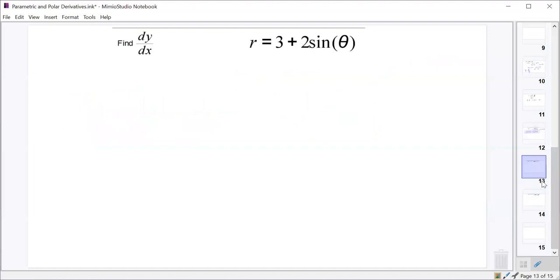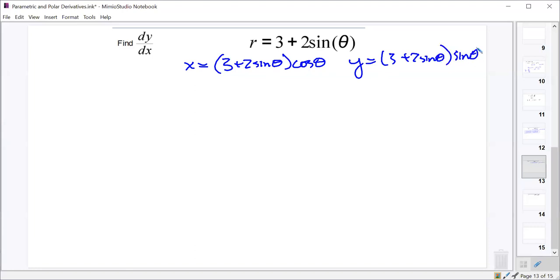All right. Let's do another one. What should x be? X should be r cosine theta, and y should be r sine theta. Everybody agree with that?